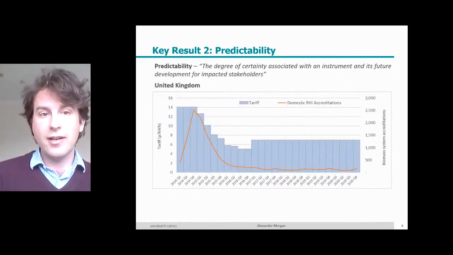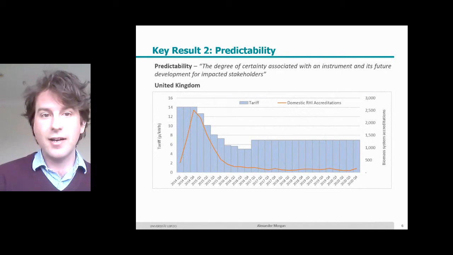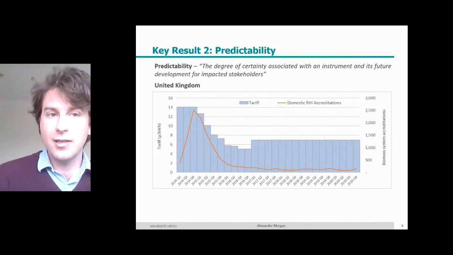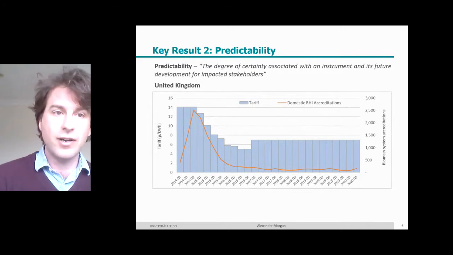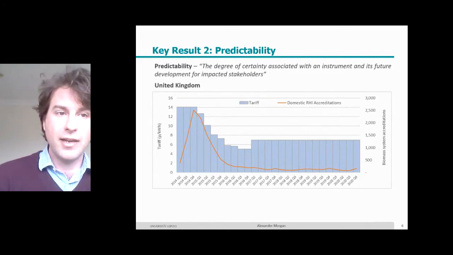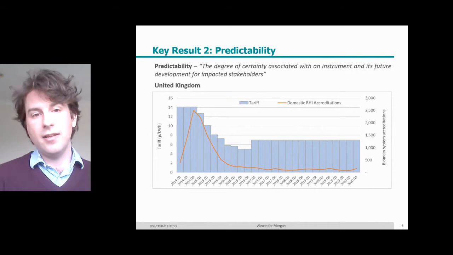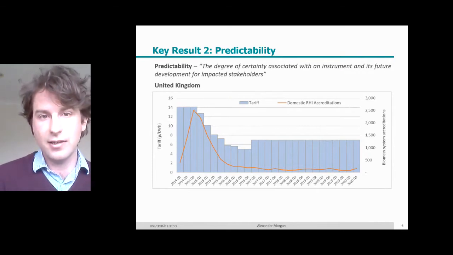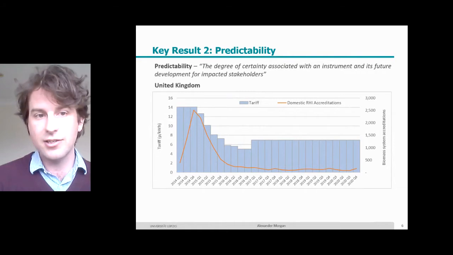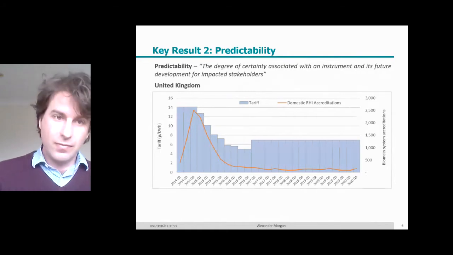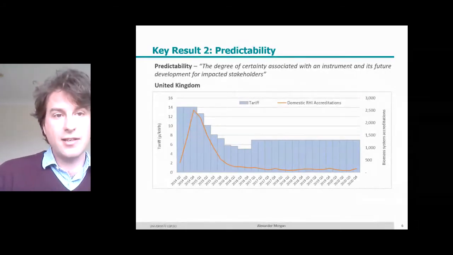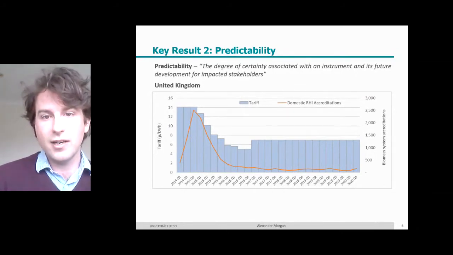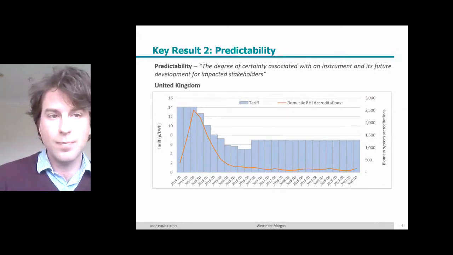Firstly, looking at the United Kingdom, on this graph here, I have time down the bottom on the x-axis. The blue columns are the tariff rates payable in pence per kilowatt hour, and the orange line is the quarterly number of accredited installations under the domestic RHI. So going through time, you can see that at the beginning of this scheme, there was a rapid uptake in the number of biomass system accreditations.